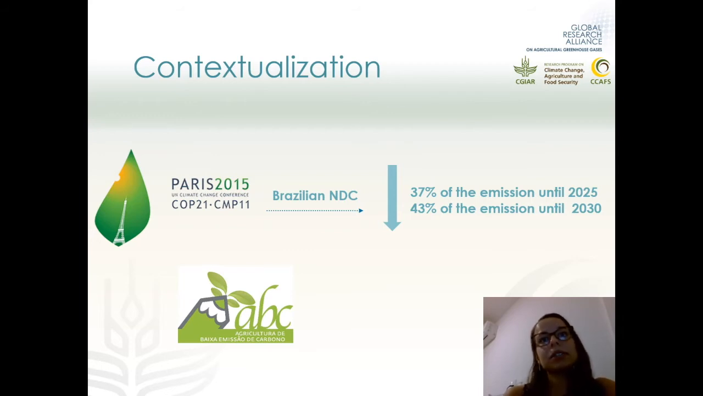That's a plan that creates technologies to develop a more sustainable agriculture. And one of the technologies is the integrated crop-livestock-forest systems, and they created this network, the ICLF network, to implement this technology and to increase the agricultural areas with this technology. Nowadays, Brazil has 15 million hectares with this technology.